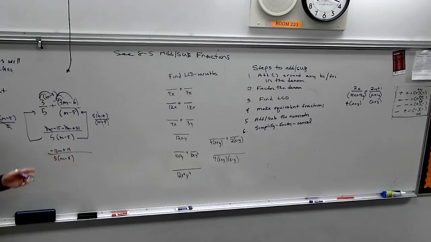Okay? Look at the top. Can I simplify the top? Can I factor that? Is there anything I can do? Take out 3. I can take out a 3. That's a binomial, so I can take out a greatest common factor. Since this is a negative 12, I'm going to take out a negative 3. Let's see what I'm left with. I'm left with 4m minus 5.